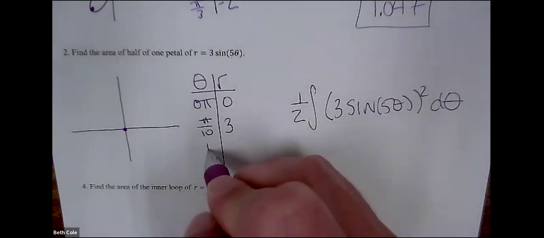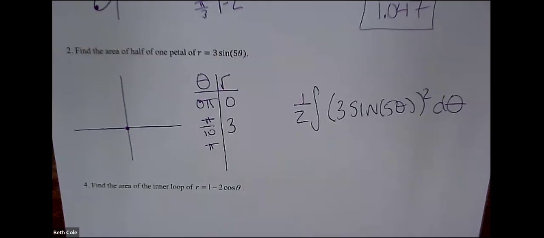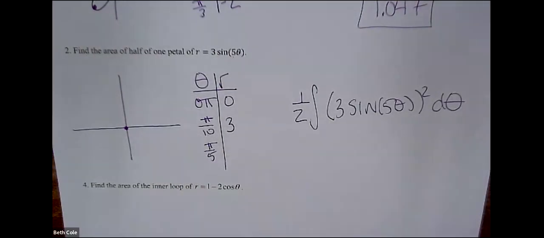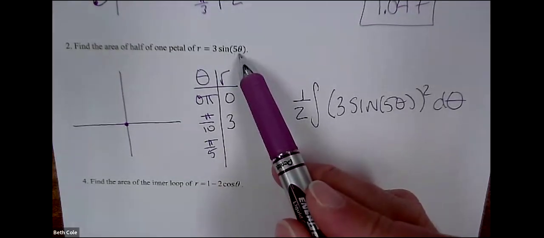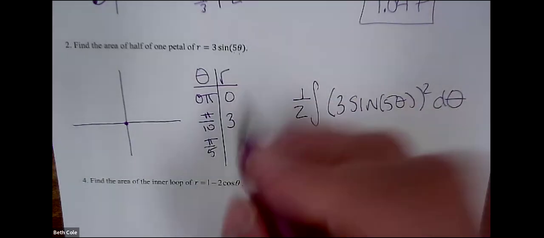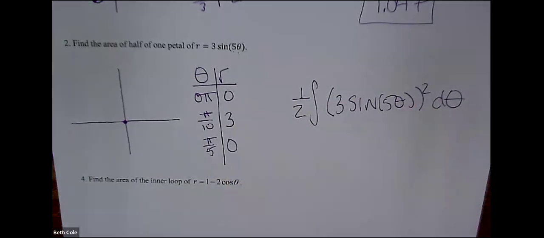Cool. What do you want to try next? I did pi over 10. Pi over 5, good job. Because that's not on the unit circle, so it's not particularly intuitive. But if you plug that in, you immediately get pi, and sine of pi is 0. I'm going to stop there. I'm not going to do any more points. It's not necessary. You just need to get it started.